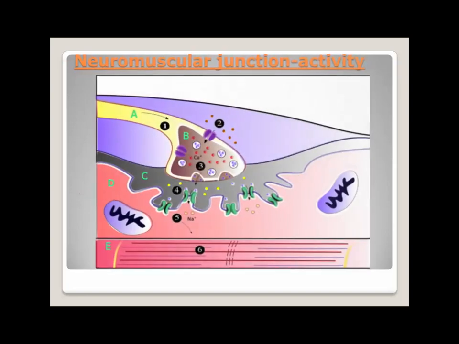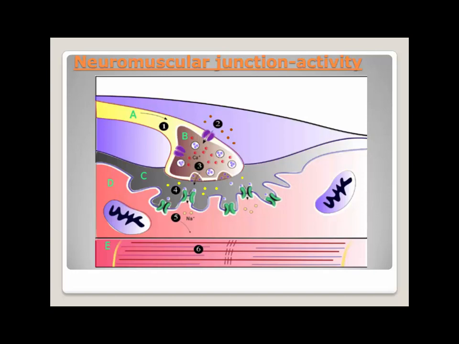Now, this is what actually happens. A nerve impulse travels down the axon and reaches the axon terminal. When it gets to the axon bulb, it causes voltage-gated calcium channels to open up. Calcium floods into the cell, and when it does, that calcium allows the vesicles containing the acetylcholine to carry out exocytosis. They fuse with the plasma membrane and dump their contents into the synaptic cleft.